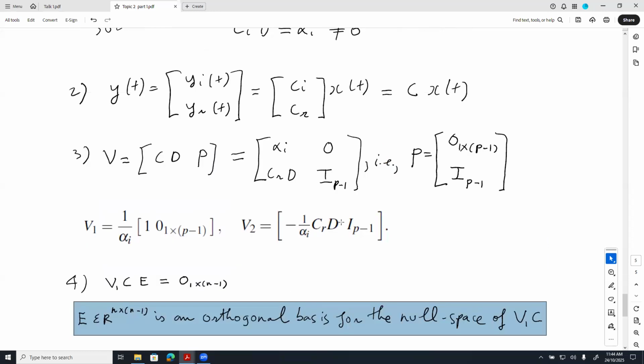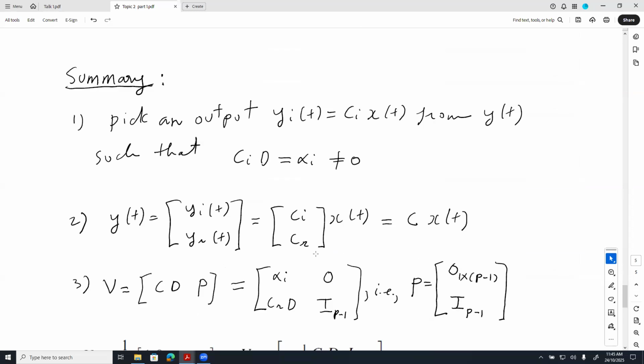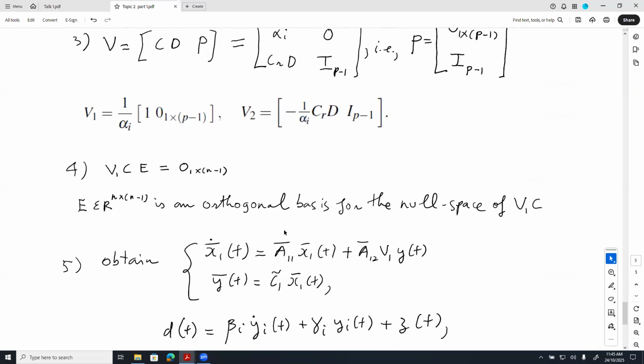In the special case where metric C is of the canonical form, and if we can arrange the output measurement that we want to take the differentiation on top, in other words, we pick y1 of t and use its first derivative, then we can select metric E as follows. We don't need to take the null space. That is the simplest form. And so we obtain the metric E, and that's the end of it.